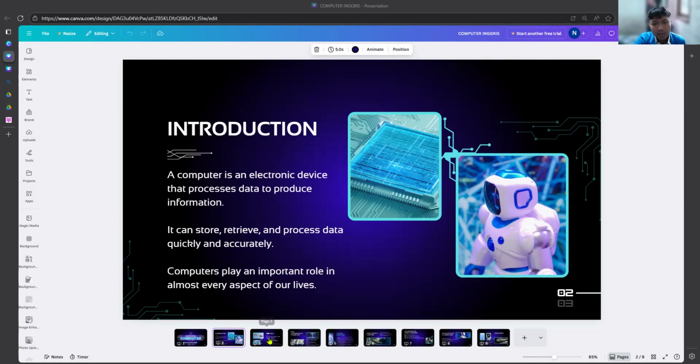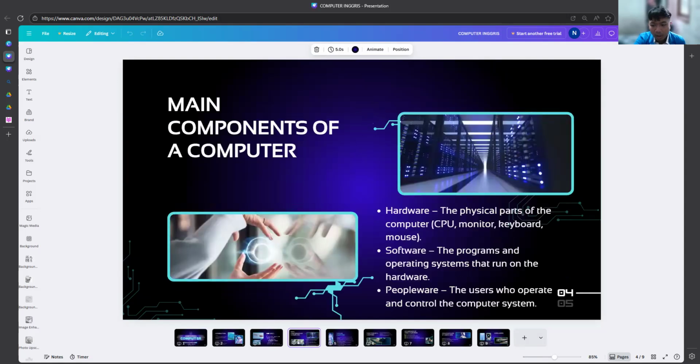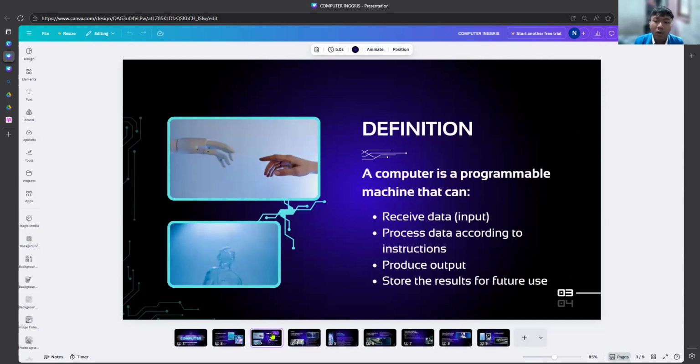Components of computer. A computer is a programmable machine that can receive data, process data according to instruction, produce output, and store the result for the future.